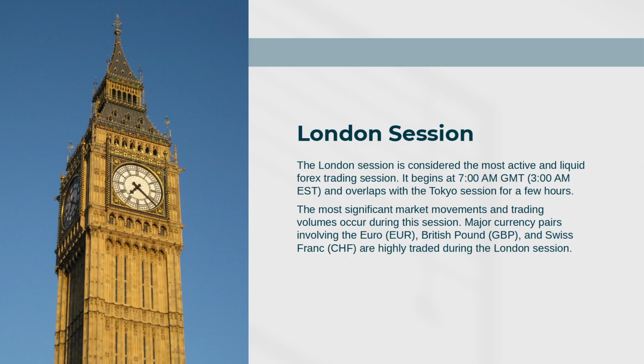London session. The London session is considered the most active and liquid Forex trading session. It begins at 7 a.m. GMT, which is 3 a.m. EST, and overlaps with the Tokyo session for a few hours. The most significant market movements and trading volumes occur during this session. Major currency pairs involving the Euro, EUR, British Pound, GBP, and Swiss franc, CHF, are highly traded during the London session.